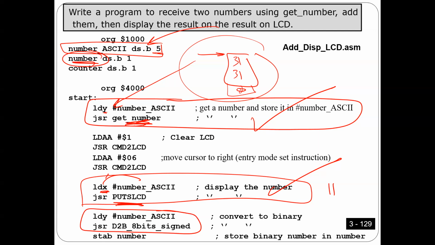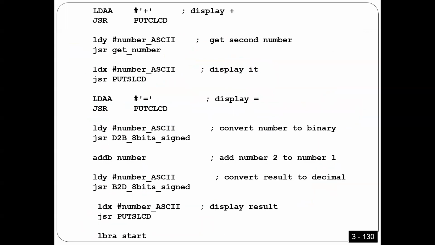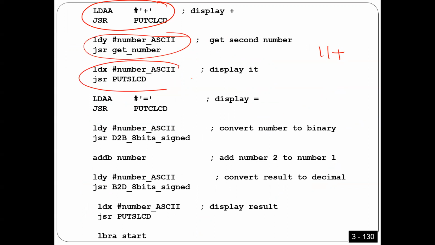I have to repeat again with a second number. Then I have to add them together. Okay, that's exactly what I did. But before I continue, I'm going to display plus, so that after you enter 11 in the video, you can see plus. Now I'm going to repeat everything again in order to get a second number. So I'm going to call get number again to get a second number. I'm going to display it. That's why you can see 22 in the video, and then I'm going to display equal.